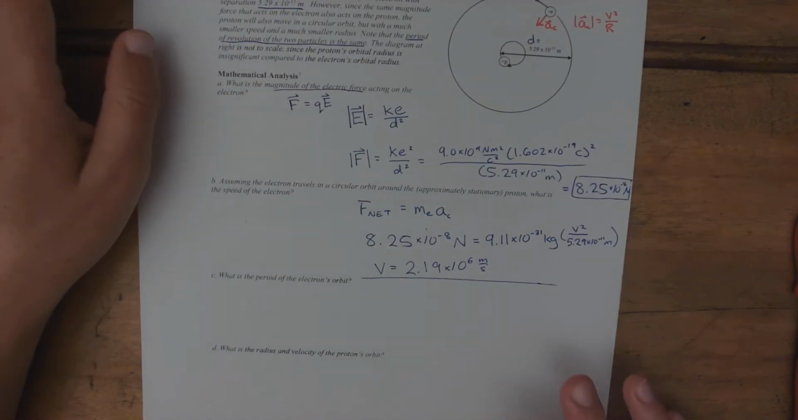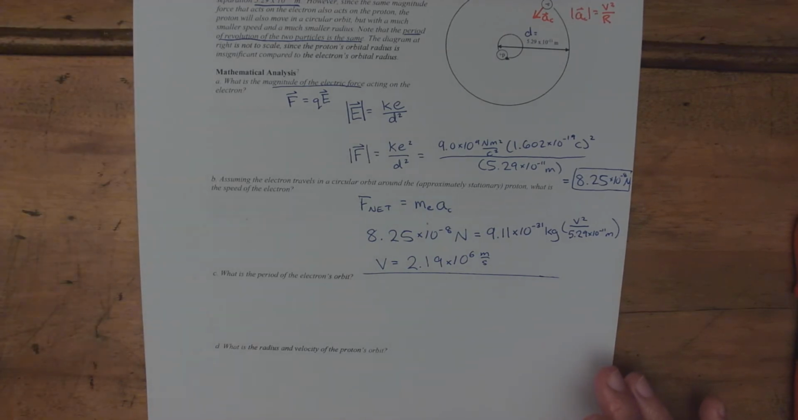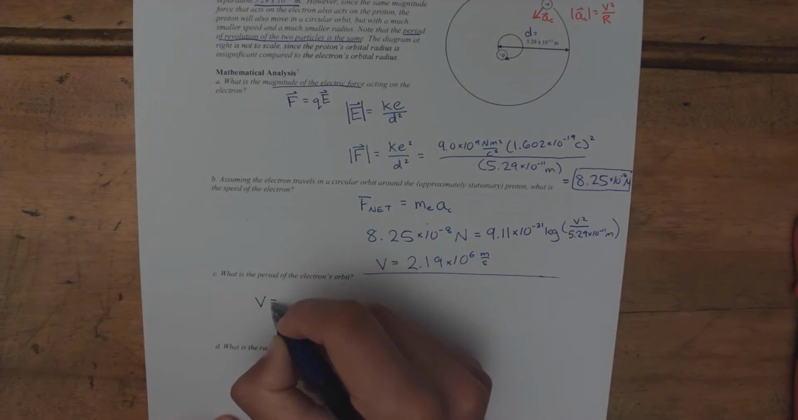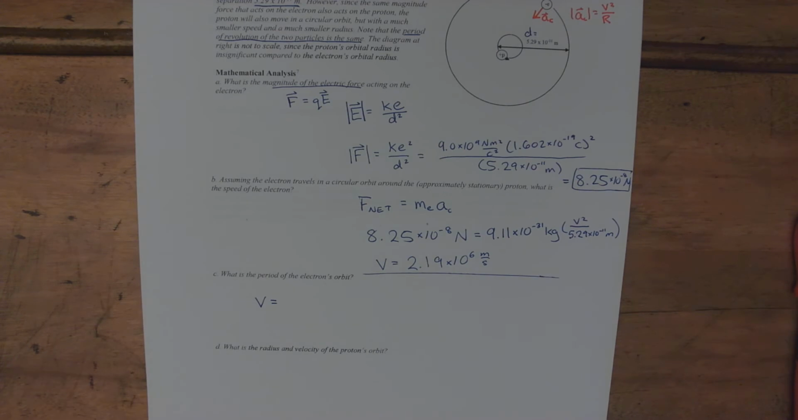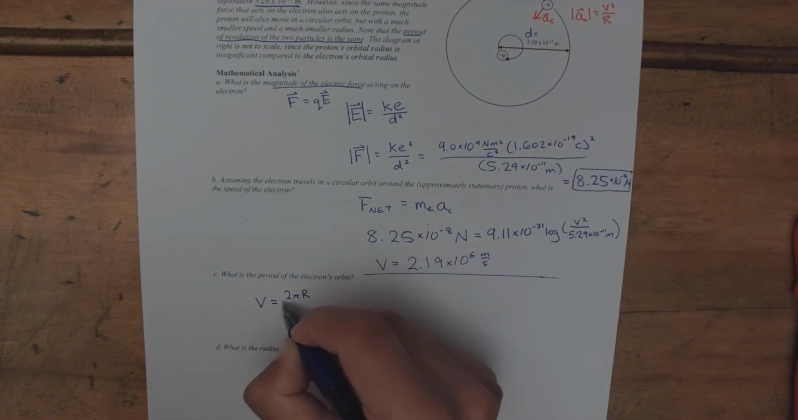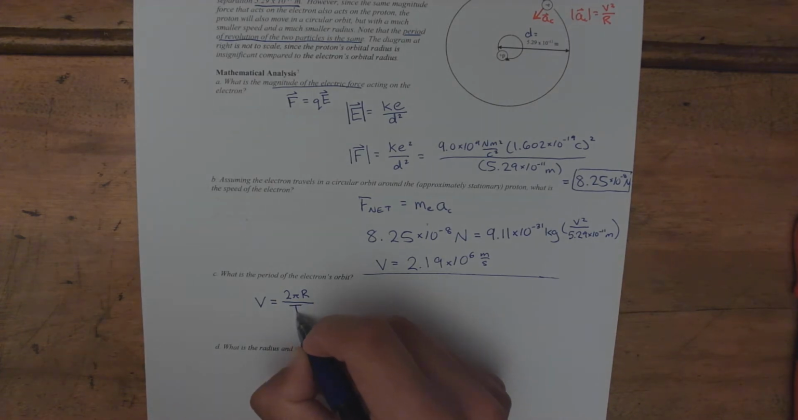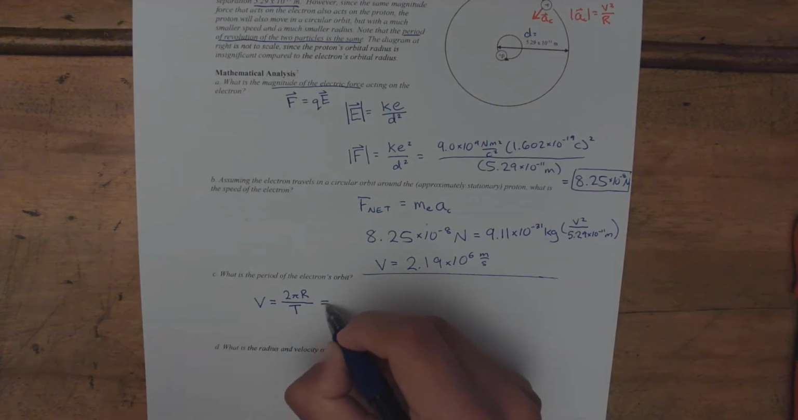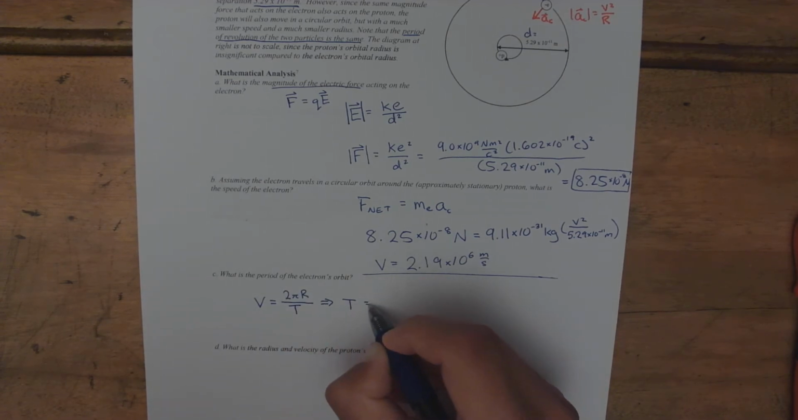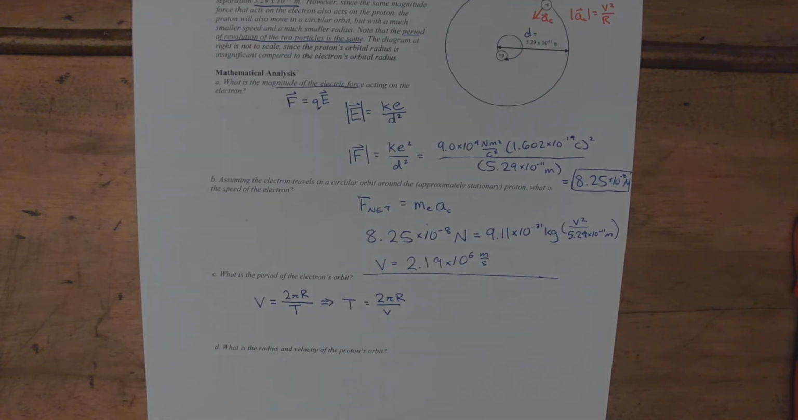Okay, and then we want to know the period of the electron's orbit. Well, it's easier for me to think of things this way. If the electron's going in a circle, the speed is the distance it travels, which if it goes around a circle would be 2 pi r, divided by the time it takes to go in one full circle, which is what the period is. We use a capital T for the period, which means the period is equal to 2 pi r divided by v. So that's the way that I remember it.